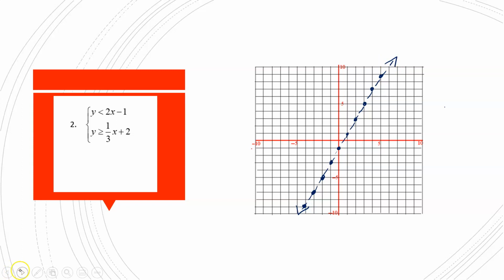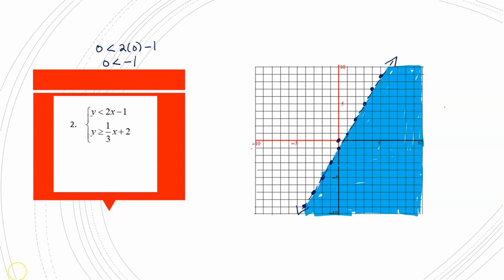Okay, so I'm going to stop it so I can, again, use my favorite test point. So if I plug that in, I have 0 is less than -1, which it isn't. So I'm going to color the side opposite of the test point. And when I color it in, I'm going to stop the video. Alrighty, there you go. So let's graph the next one. So this one starts at 2, and my slope is 1/3. So up 1 over 3.